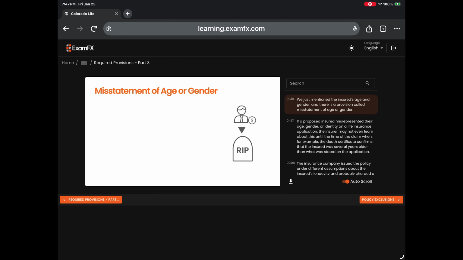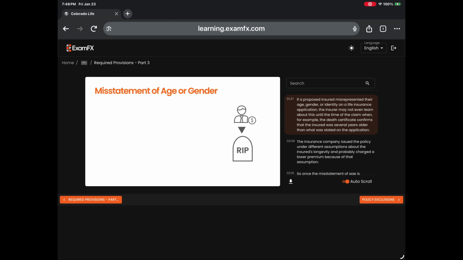We just mentioned the insured's age and gender, and there is a provision called misstatement of age or gender. If a proposed insured misrepresented their age, gender, or identity on a life insurance application, the insurer may not even learn about this until the time of the claim when, for example, the death certificate confirms that the insured was several years older than what was stated on the application.